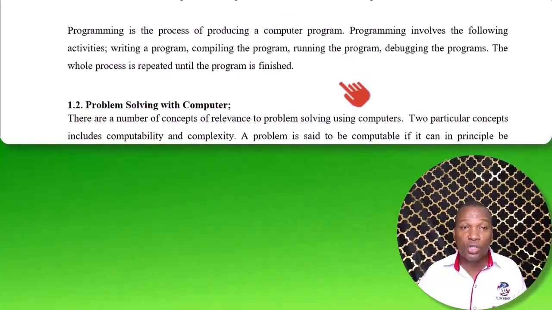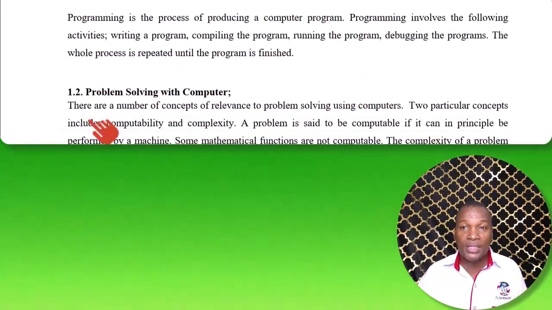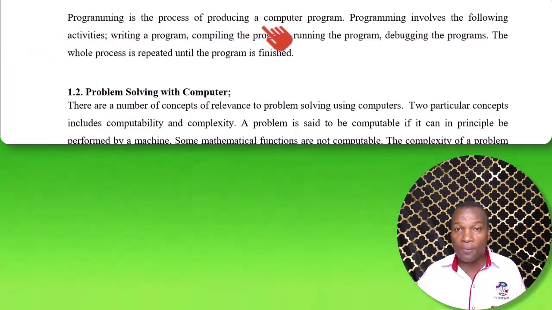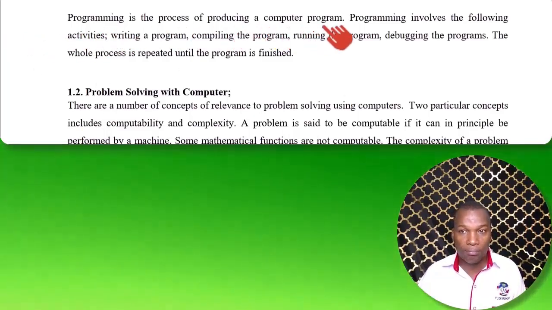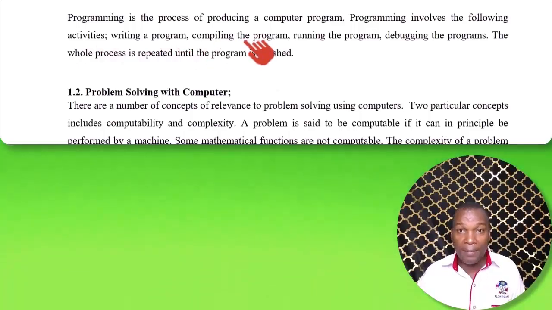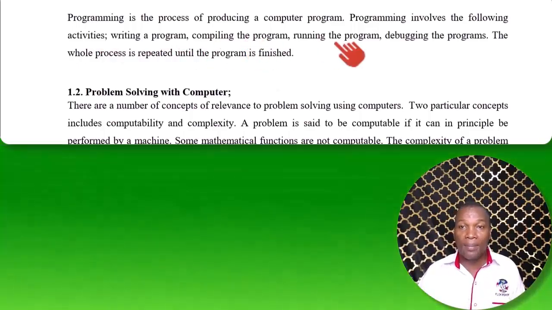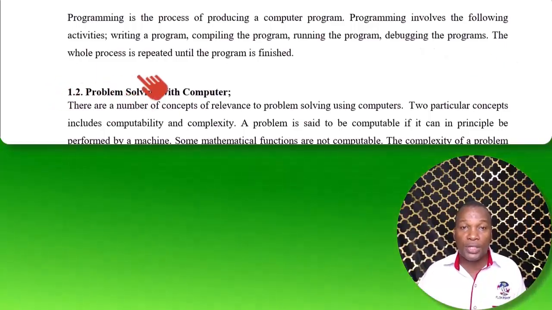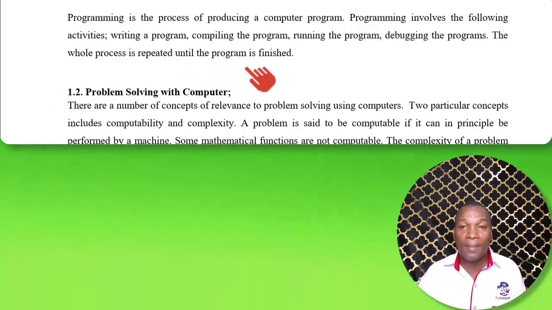The other definition we have to look at is, what is programming? Programming is a process of producing a computer program, and it involves the following activities. Number one, writing the program. Number two, compiling the program. Number three, running the program. Number four, debugging the program. The whole process is repeated until the program is finished.